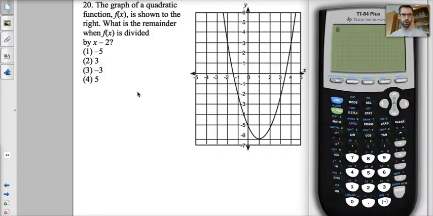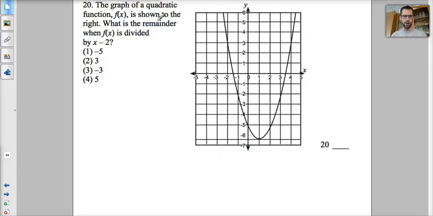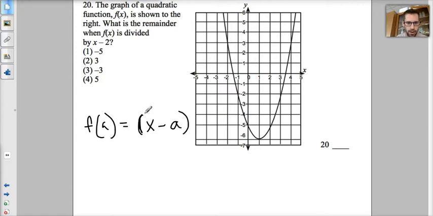19 is, all right, for 20 it says the graph of a quadratic function f of x is shown to the right. What is the remainder when f of x is divided by x minus 2? So to do this, I'm going to use remainder theorem. So remainder theorem states that f of a is equal to, well, x minus a. So I said that wrong.